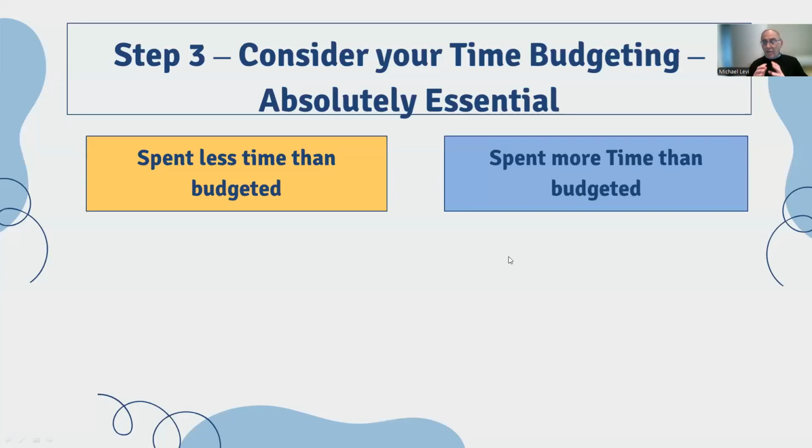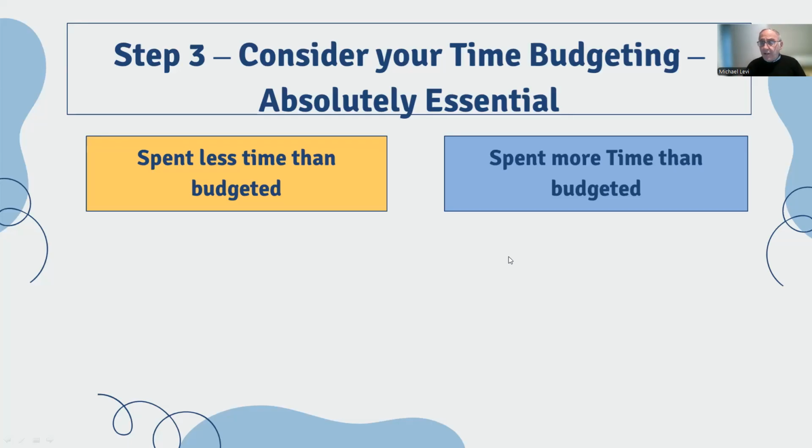Let's take a look now at step number 3. Step number 3 is where you consider your time budgeting. Time budgeting in this exam is absolutely essential. And the reason why it's absolutely essential is it's an extremely time-constrained exam. So allocating your time optimally between the various requirements is absolutely a critical success factor for passing this exam. So part of my debriefing is going to now focus on my time budgeting and time allocation.